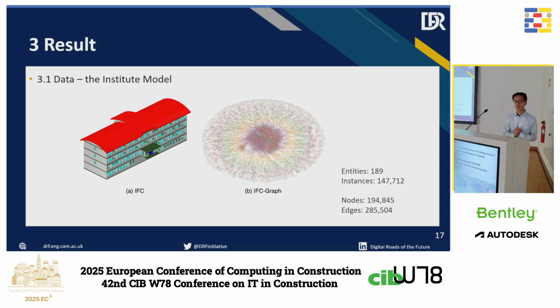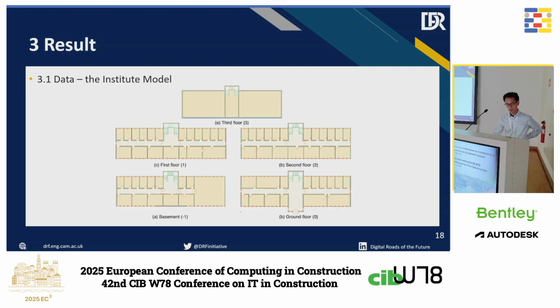And to validate the proposed framework, I have used this building model. This is another famous building model in the BIM world, I would say. And this building model has 189 entities with about 150 instances. We converted this into the IFC-Graph, which has about 200,000 nodes and about 300,000 edges. So this is a big one. And this is the layout, the floor plan of this building, which has 5 floors. And you can see all the floor plans have a very simple I shape.